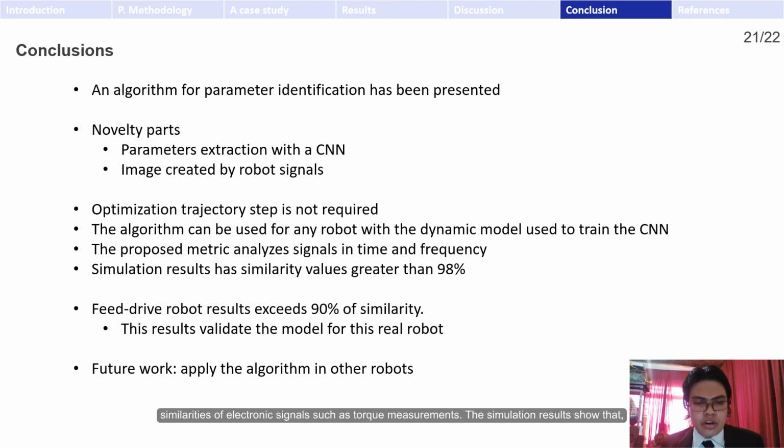The simulation results show that the algorithm achieved a similarity greater than 90% because the simulation model was the same one used for the CNN training. The results of the fit-right identification show that the similarity exceeds 90%. The parameter identification for these robots contributes to validate the dynamic model of 8 parameters. The results presented in this paper show that the proposed methodology works in the identification of dynamic parameters. Consequently, the future work will be the application of the proposed algorithm to identify other types of robots commonly used in industry and investigations.